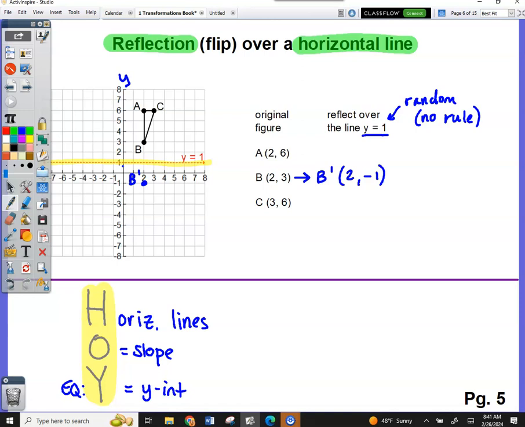Now we're going to count A. A is, be careful, 1, 2, 3, 4, 5 away from my line of reflection. So I'm going to count 5 past. 1, 2, 3, 4, 5. And that's A prime. 2, negative 4.